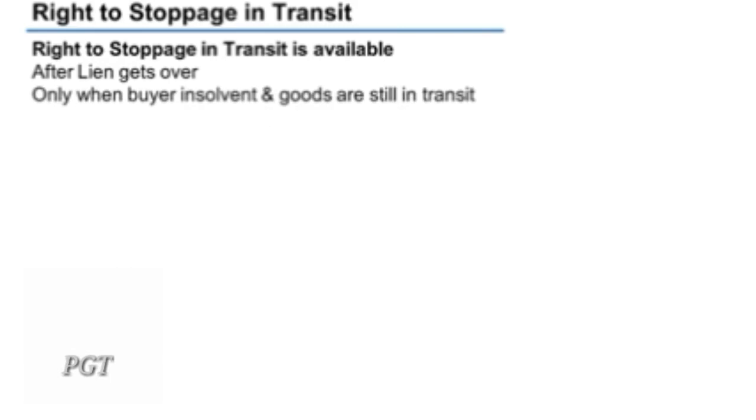Only when the buyer is insolvent and the goods are in transit. The buyer becomes insolvent and the goods are still in transit. Otherwise, the seller cannot stop the carrier. He cannot just stop the carrier and tell him to bring the goods back. The important condition is the goods are still in transit. Agreed, but the buyer has to get insolvent.